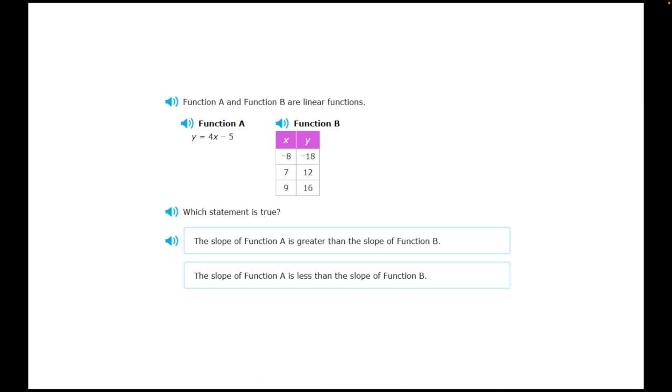Today we're going to be looking at how to compare different functions. They might be in tables, they might be graphs, they might give you an equation, so similar to this problem that you see up on the screen.